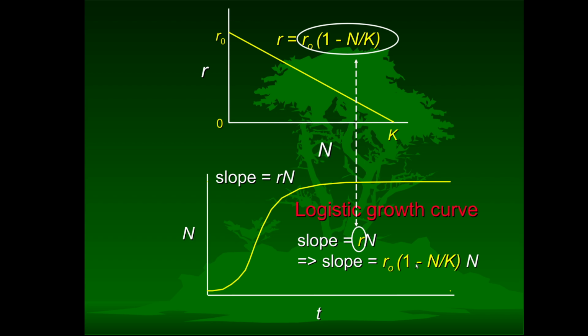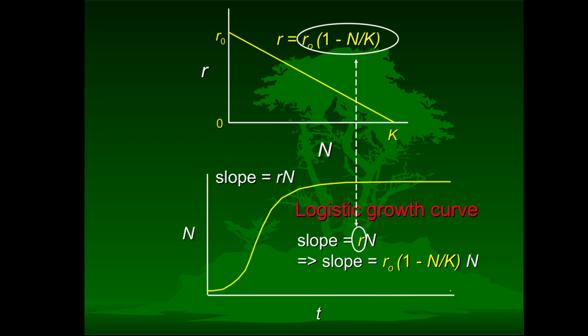This yellow part of the equation, and we multiply that by n to get the growth rate, or the slope of this trajectory curve. So this is the logistic growth equation right here. The population growth rate, or the slope of the trajectory curve, is equal to this.